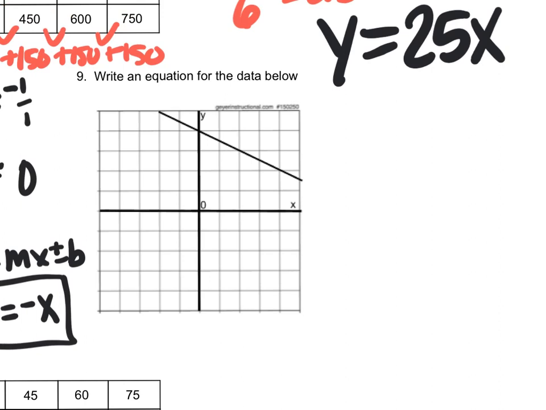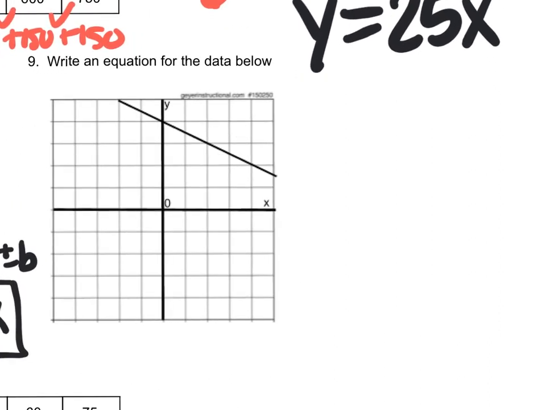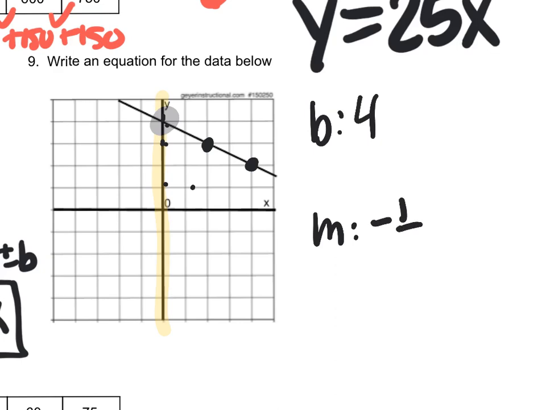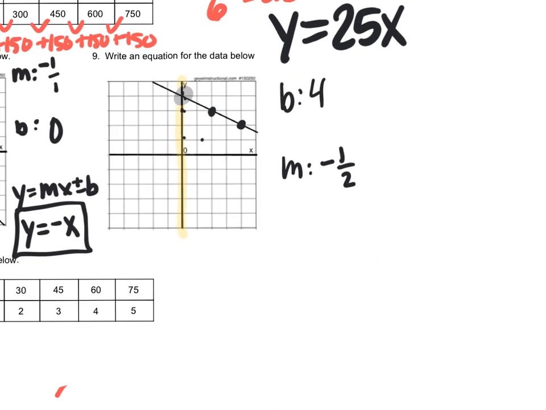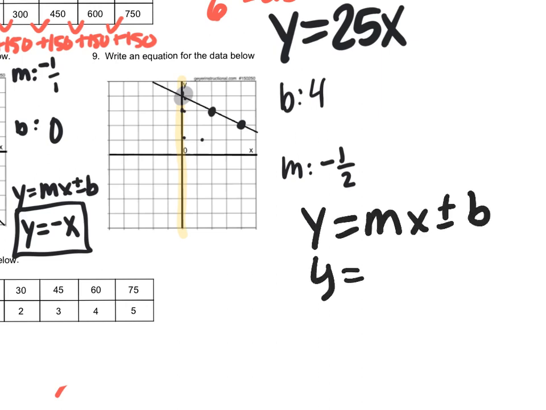Last question. Okay, number 9. Write an equation. Find the y-intercept. Okay, it's right here. That is positive 1, 2, 3, 4. So our b is 4. Our m is going to go right here. So I'm going to rise, I'm going to go down 1, so it's going to be negative, and then run 2. So I'm going to write that as an equation. y equals mx plus or minus b. y equals negative 1/2 x plus 4.